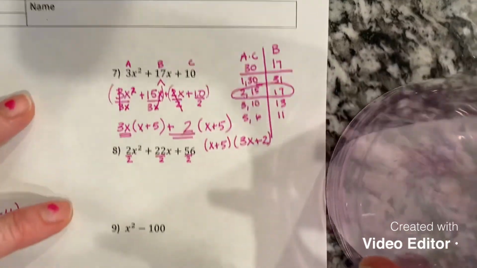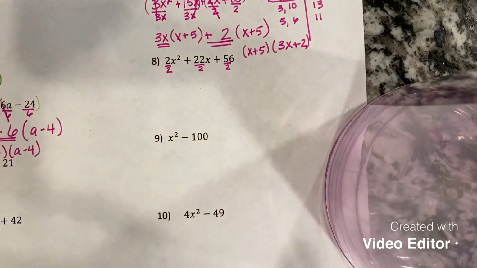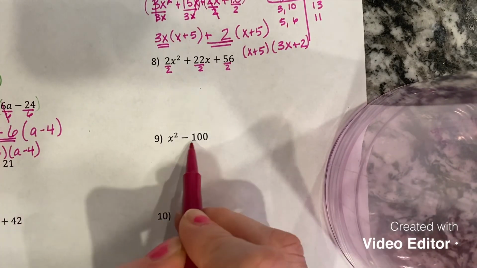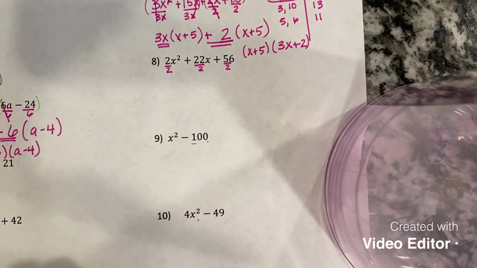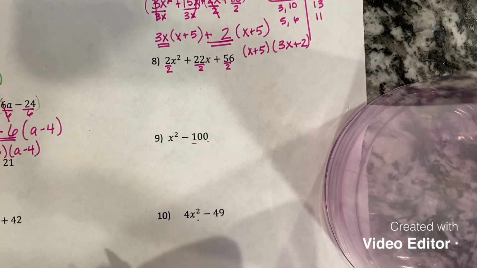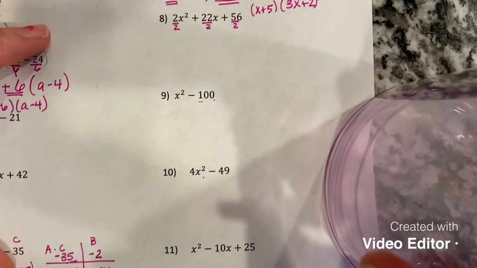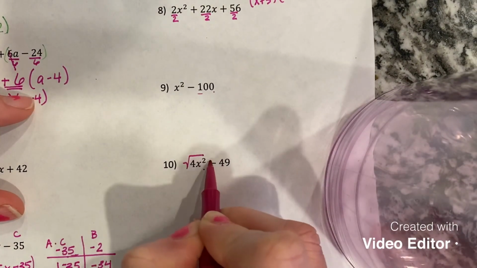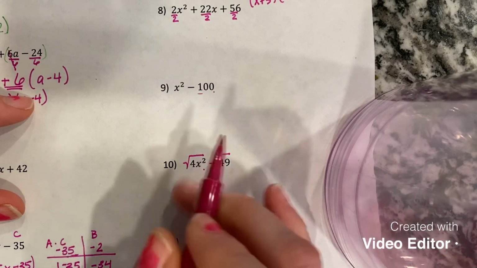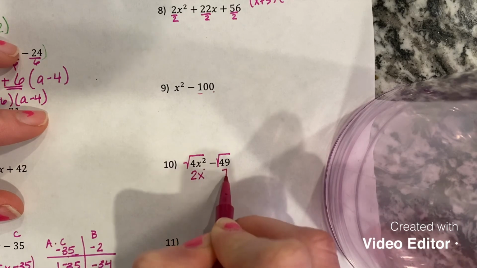The last one that we're going to look at is 9 and 10. These are the difference of squares, meaning that this is a perfect square and this is a perfect square. You're literally going to just take the square root of it. Is that the math correct way to do it? Probably not, but it's the shortcut. So the square root of this guy and the square root of this guy. So you're going to get, this is 2x, and this is 7.